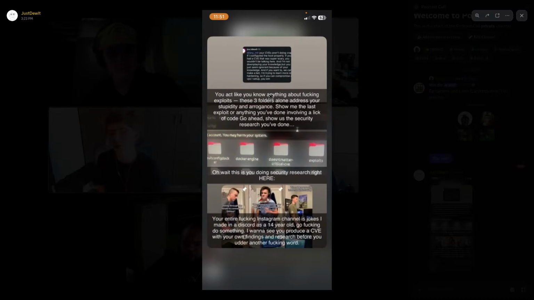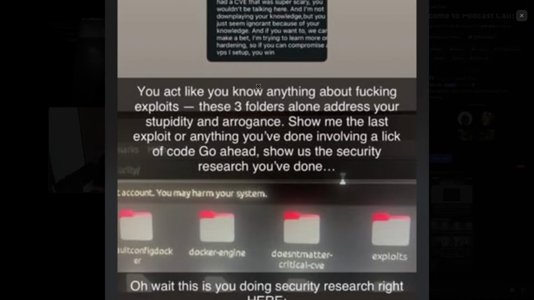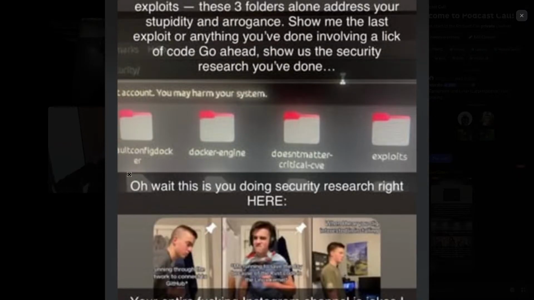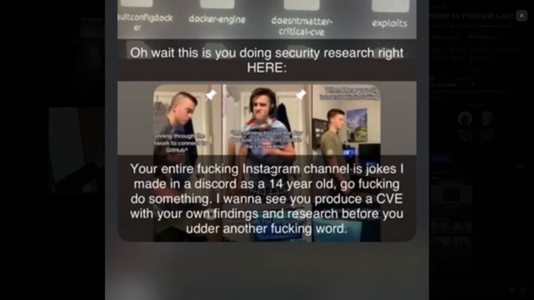Red, you did really good. Good job, man. Go do something. Dewey, he's telling you to go do something. Act like you know anything about exploits. These 3 folders alone address your stupidity. Default config Docker, Docker engine doesn't matter. Critical CVE and exploits. Holy crap! What a larper. Your entire Instagram channel is jokes. He's opening a Discord I made when I was 14.